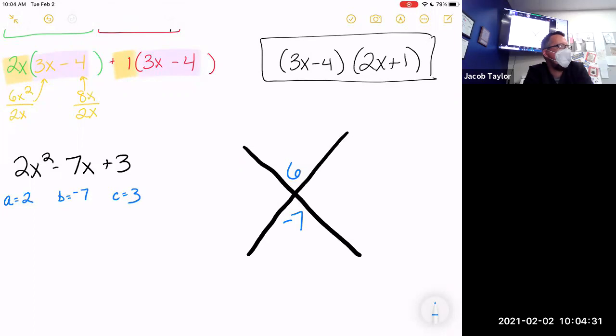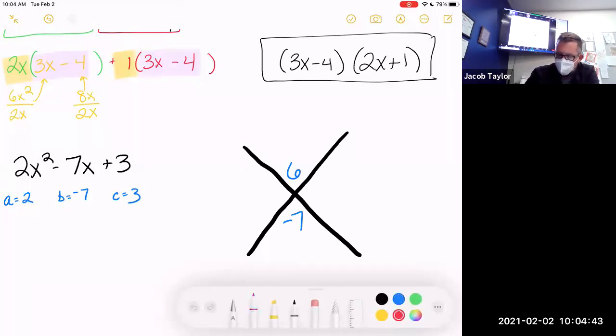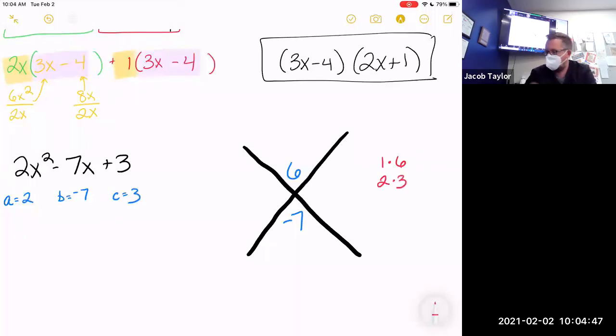Wait, hold on. Can you repeat that, please? If you multiply them together and you get a positive number, both of them are negative. We're looking for two negative numbers. Oh, that's why. And 6 isn't bad because 6 only has 2 factors. It's either got to be 1 times 6 or 2 times 3.